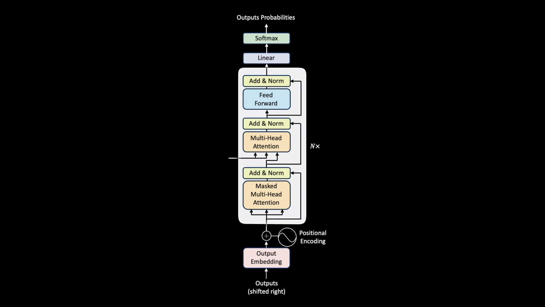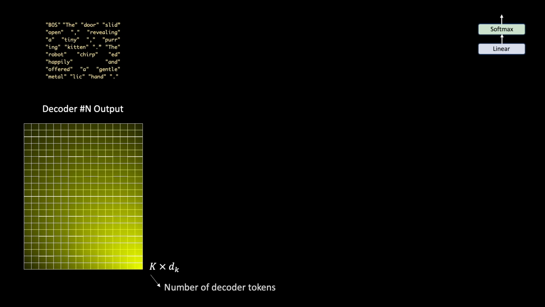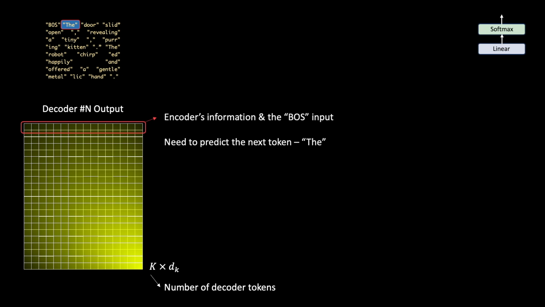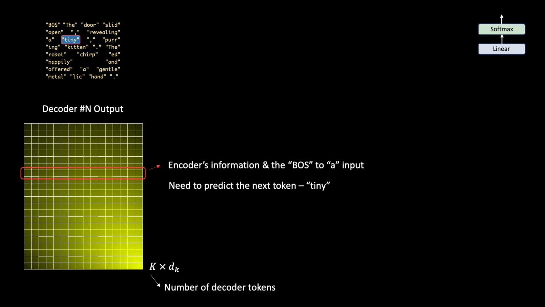The final component of the model is the transformer head, which consists of a single linear layer followed by a softmax activation. The final output of our decoder contains k rows, one for each token, each holding the information necessary to predict the next word in the sequence. For example, the first row integrates the encoder's context with the BOS token with the goal of predicting the first word, such as the. Further down the sequence, to predict a word like tiny, the corresponding vector incorporates the encoder's context along with all previous decoder tokens from BOS up to the word preceding tiny.